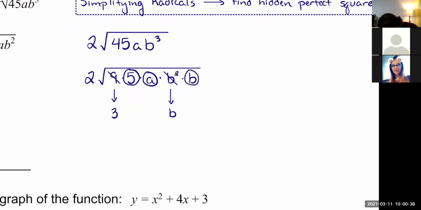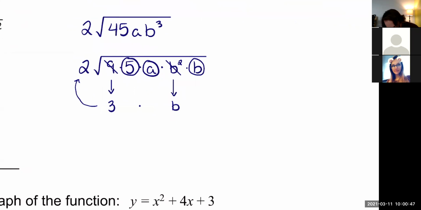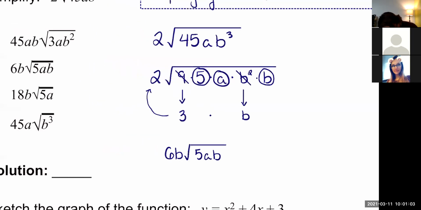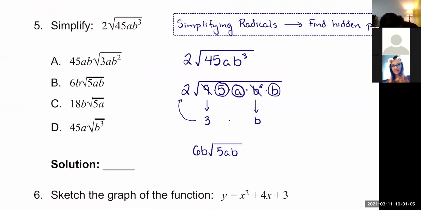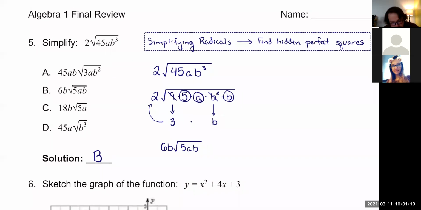So what we just removed is going to be multiplied together, but because there's something already outside, it's going to have to multiply with that as well. So what is now outside my radical? 6b. And although we tried really hard, what's still left over inside my radical? 5ab. Look at the options. That is b. Good.